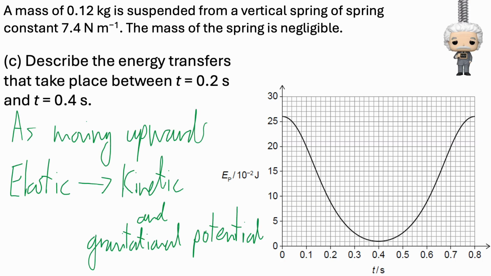Pretty straightforward. We've gone from nothing but elastic potential energy right at the top to, as the spring contracts and Einstein moves up, losing elastic potential energy until he gets to the top of his peak, where he would have max gravitational potential energy, and obviously he had to move in between those points. So the answer is elastic potential energy is transferred into kinetic and gravitational potential energy.